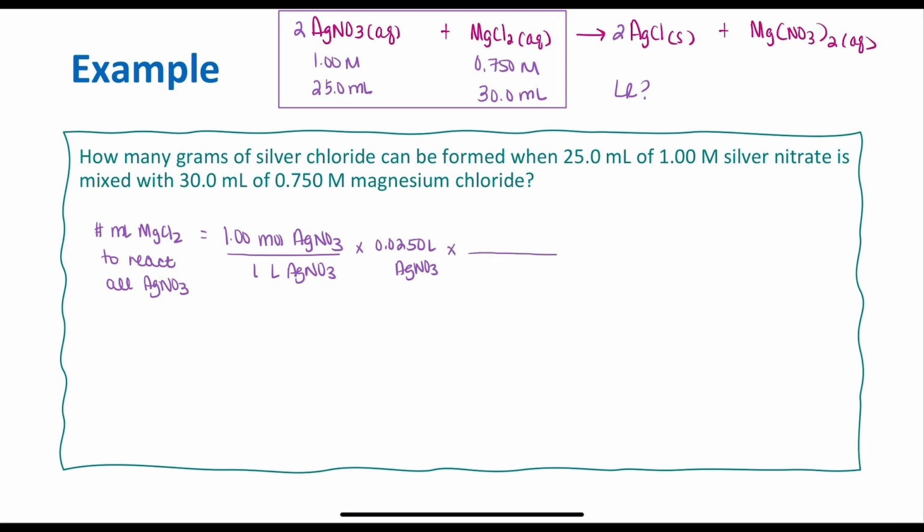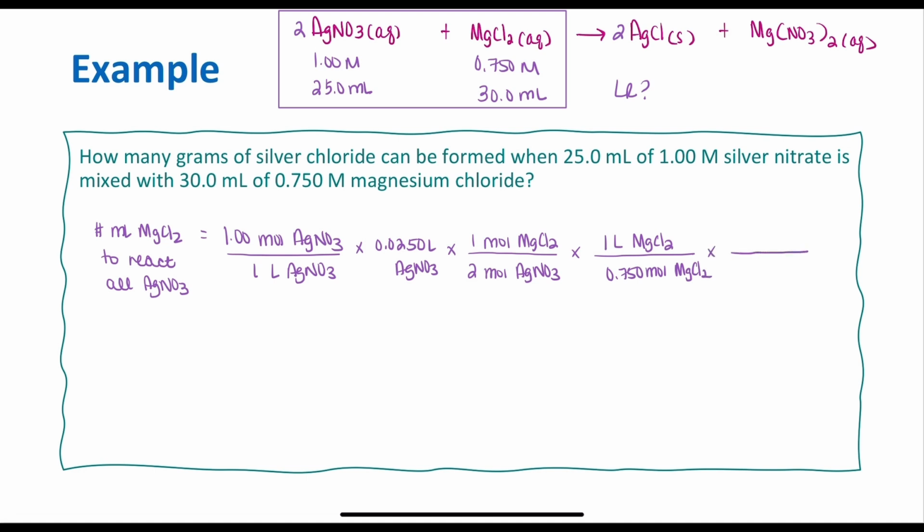This gets me in moles of silver nitrate, so now I can use my balanced equation, and I see that 1 mole of magnesium chloride is reacted for every 2 moles of silver nitrate reacted. This gets me into moles of magnesium chloride. Now I can go ahead and use my molarity. I know that for every 1 liter of magnesium chloride solution I have 0.750 moles of magnesium chloride.